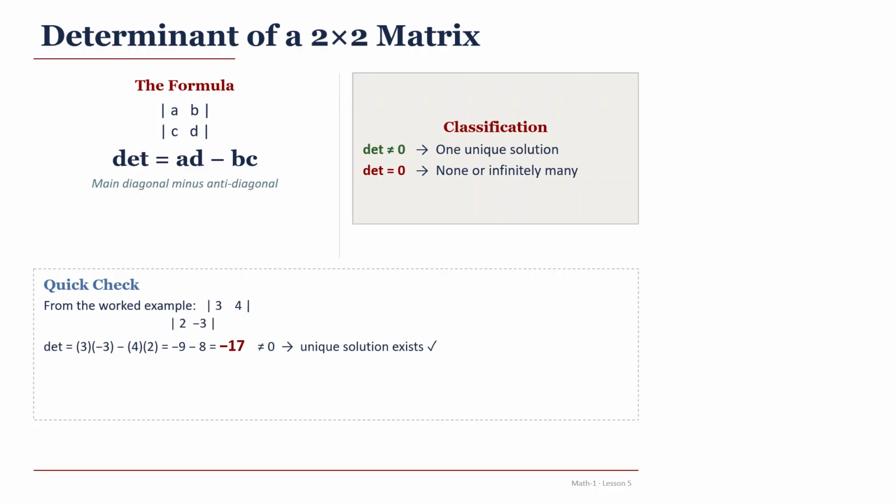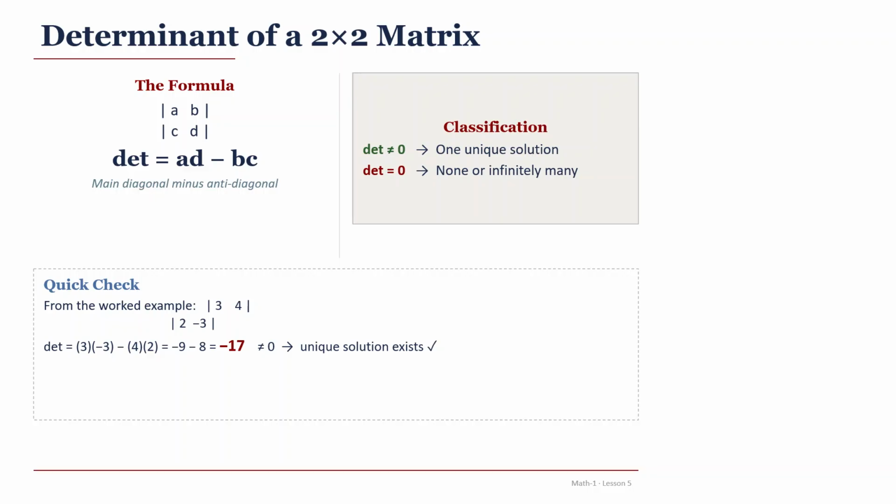For a 2 by 2 matrix with entries a, b on top and c, d on the bottom, the determinant is a times d minus b times c. Diagonal product minus anti-diagonal product. That is it, one number. This single number tells you which of the three outcomes you are in.